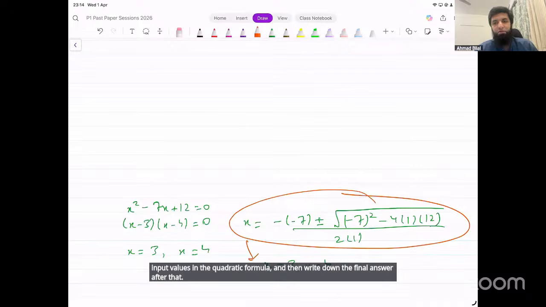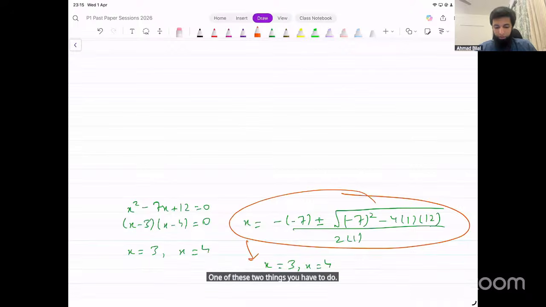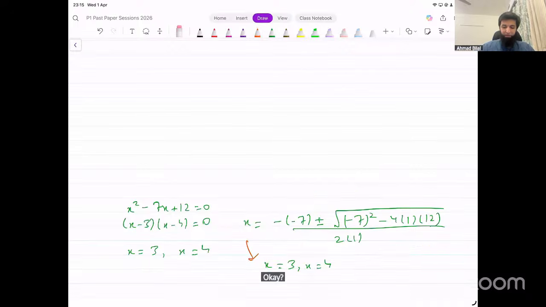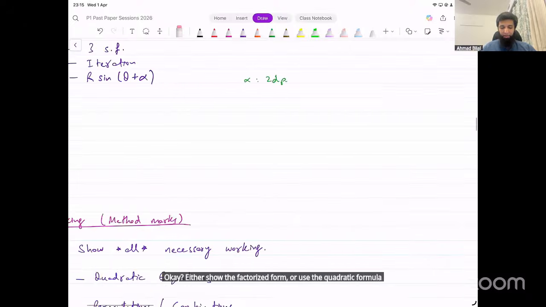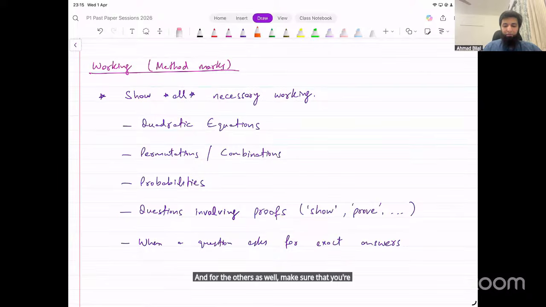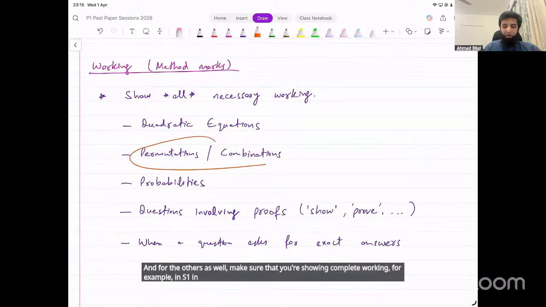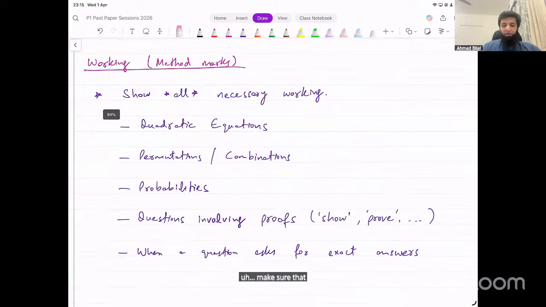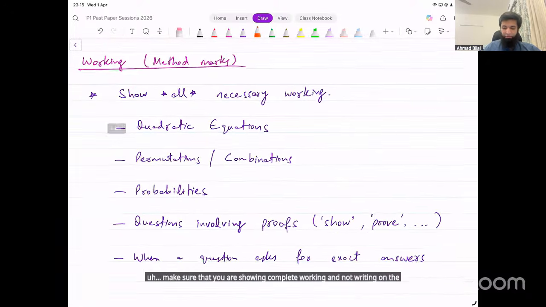One of these two things you have to do. Either show the factorized form or use the quadratic formula. And for the others as well, make sure that you're showing complete working. For example, in S1 in permutations, combinations question, make sure that you're showing complete working and not writing down the final answer.